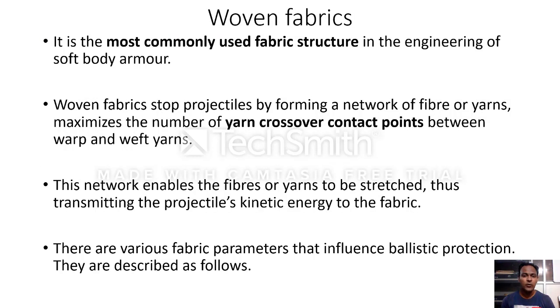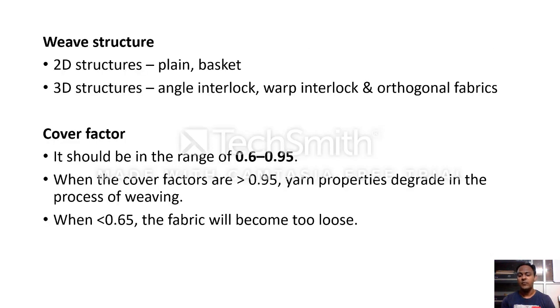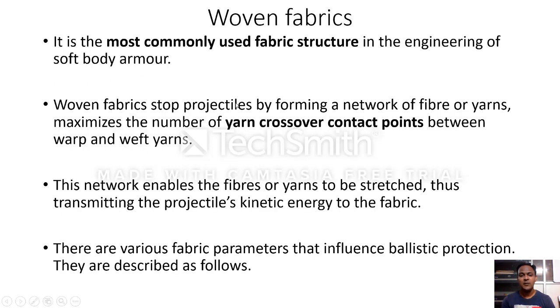First we will discuss the woven fabrics. It is the most commonly used fabric structure in the engineering of soft body armor. So how does it stop the projectile? Because the structure is compact. When a bullet or projectile strikes the textile material with woven fabric, the woven fabric forms a network of fibers or yarns so that it maximizes the number of crossover points.